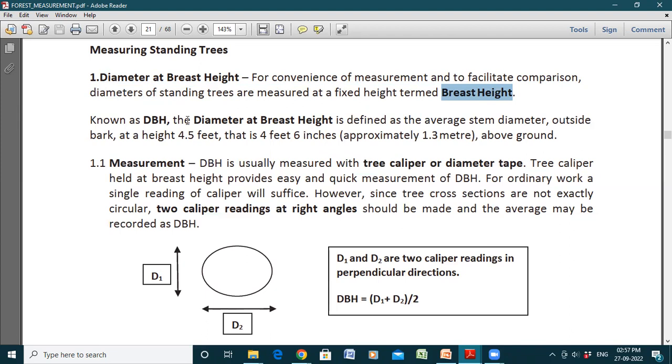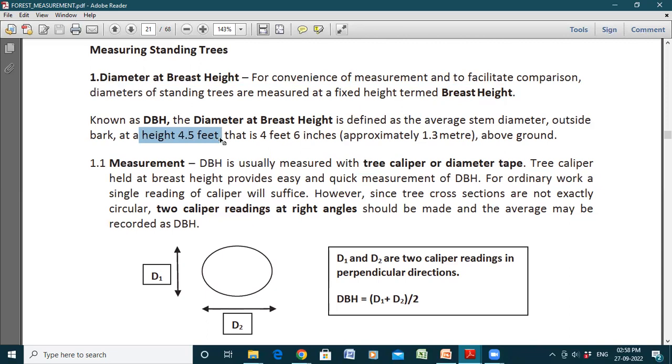DBH, the diameter at breast height, is defined as the average stem diameter outside bark and at a height of 4.5 feet, that is 4 feet 6 inches, approximately 1.3 meter above ground. So you need to remember this value, that we are considering 4.5 feet as the standard height.